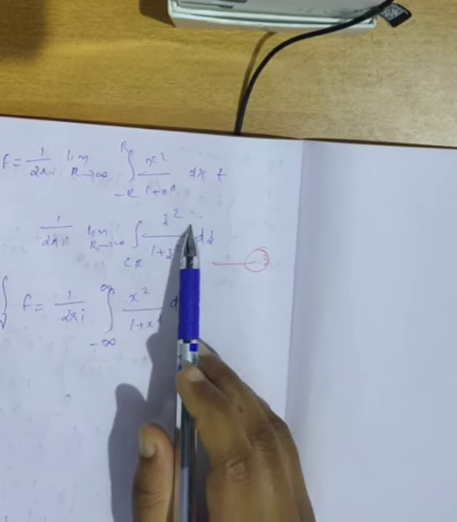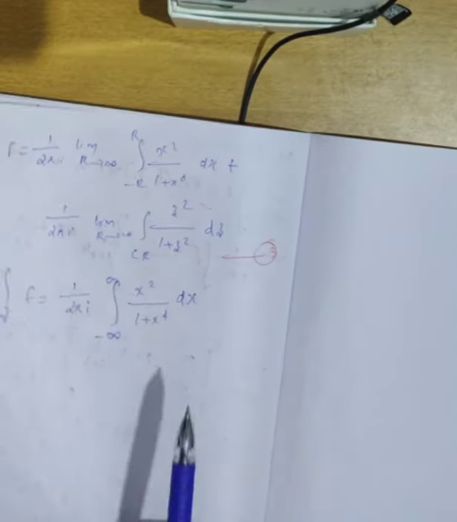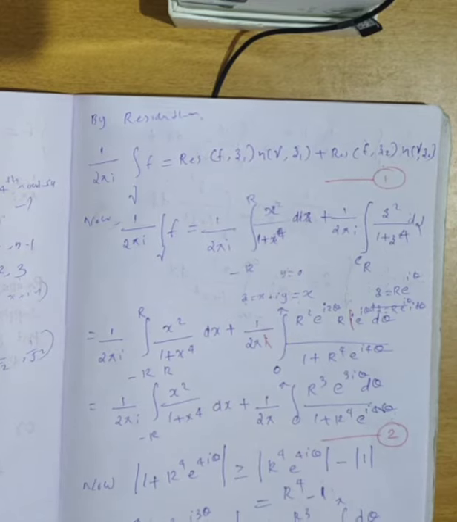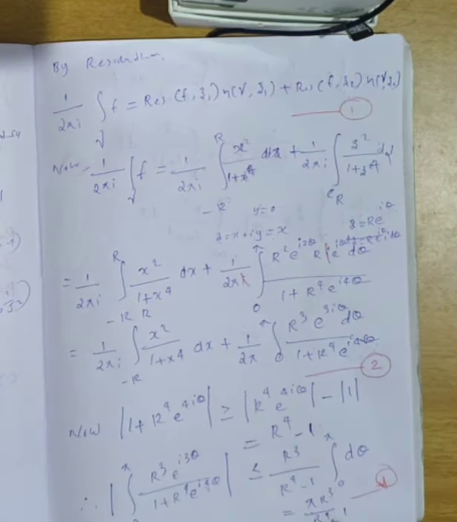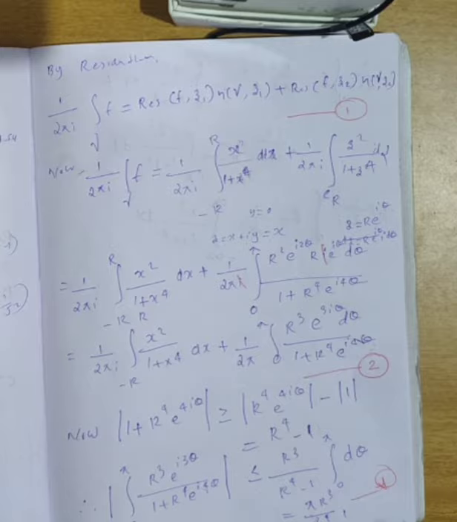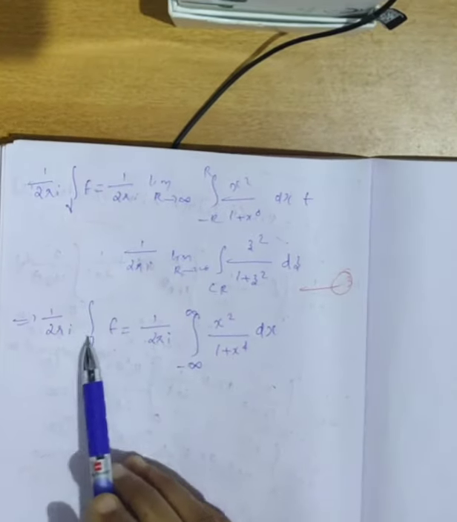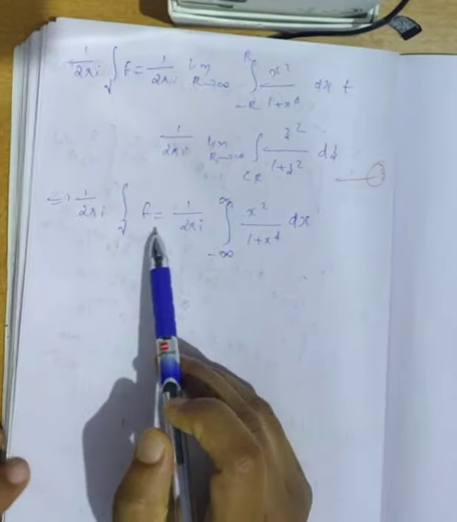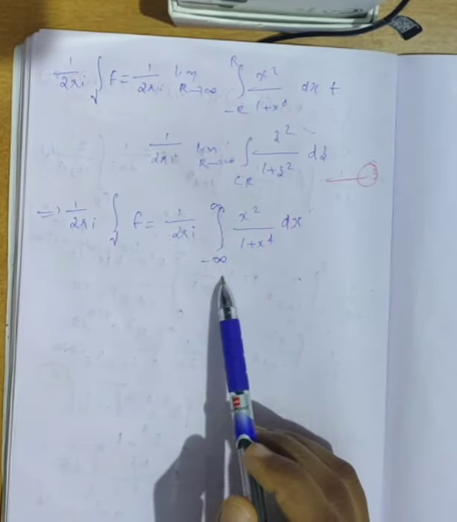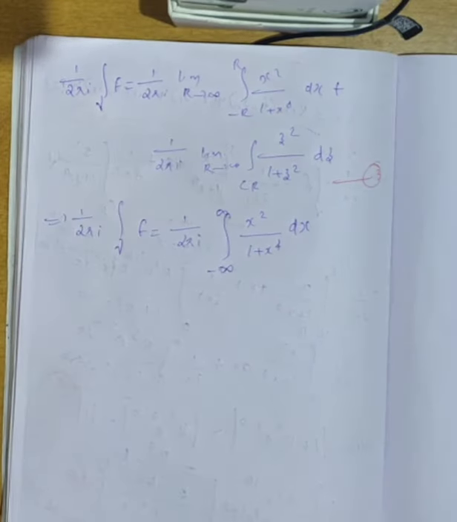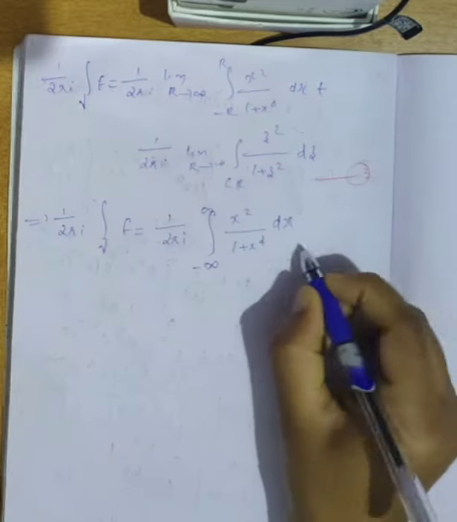When we substituted the values with r e raised to i theta, what we got is greater than or equal to pi r cube divided by r raised to 4 minus 1. Okay, and if we let r tends to infinity, this becomes 0. That is, this becomes 0. Then we will get 1 by 2 pi i integral over gamma f equal to 1 by 2 pi into integral over minus infinity to infinity x square divided by 1 plus x raised to 4 dx. Okay. Let it be some 4.